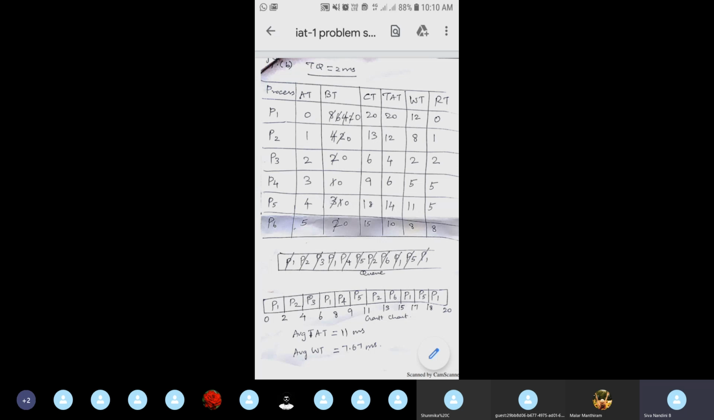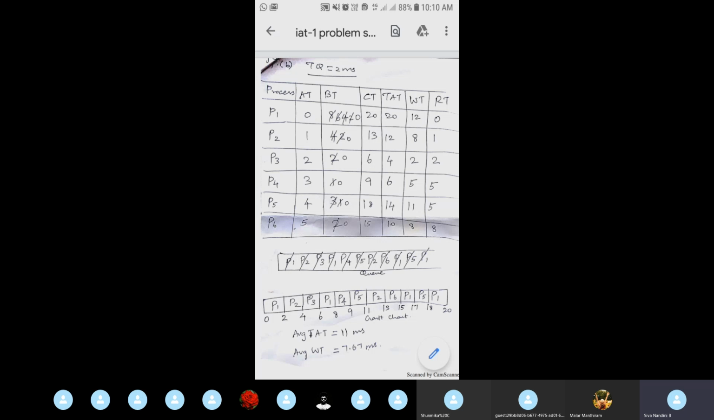This remaining 1 millisecond burst time of process P5 should be executed, so P5 will be added to the queue at the last, after P1. Next, after P5, we have process P2 in the queue. To execute P2, we have 2 millisecond of remaining burst time and the time quantum is 2 millisecond. So P2 will be executed from 11 to 13 millisecond. Thus P2 has completed its execution.